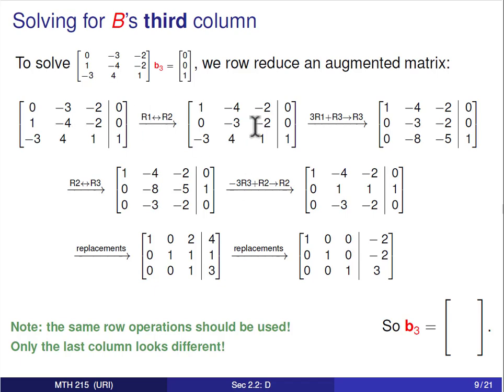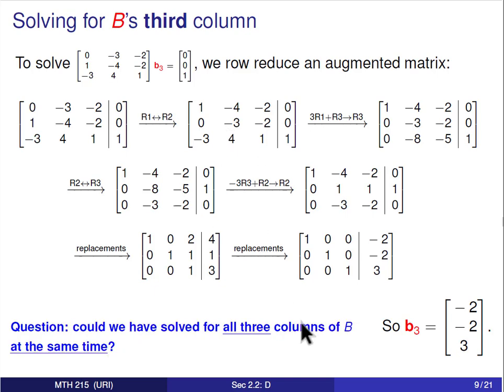Now we would have gotten these same steps even if we didn't follow that pattern. These are just what you would get if you were to row reduce the matrix. And so we know that the third column is -2, -2, 3, but we were able to do it with a little bit less effort as far as writing out these steps goes because we knew that we were using the same steps. So our question now is, could we have solved for all 3 columns of B at the same time? Instead of having to solve 3 separate problems like these, could we have done just one process that produces all 3 columns, knowing that the row operation should be the same for each of those columns?